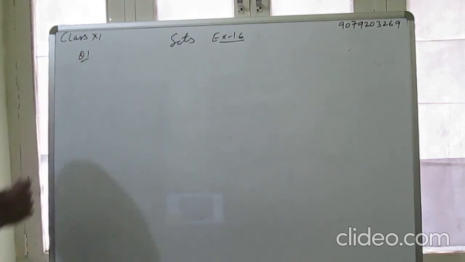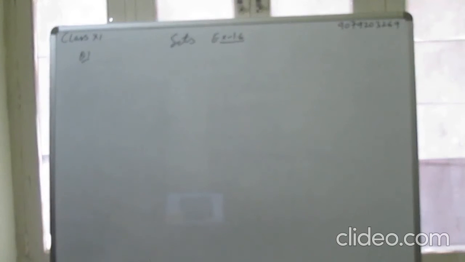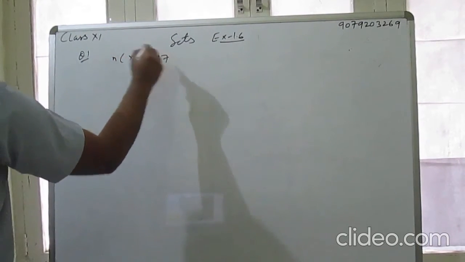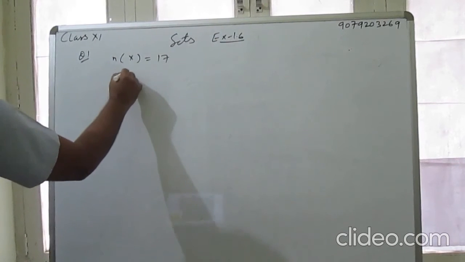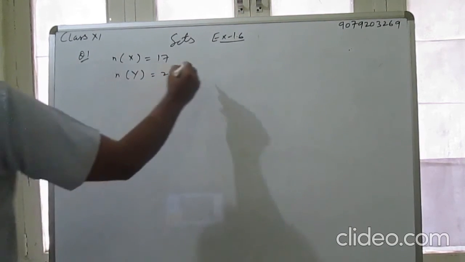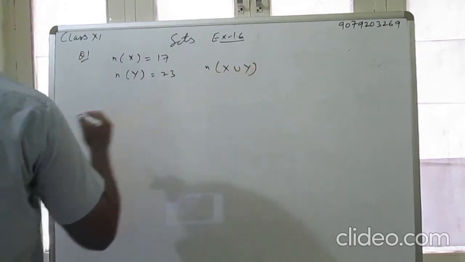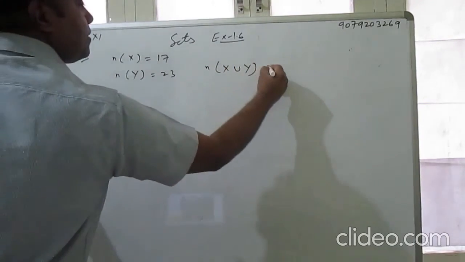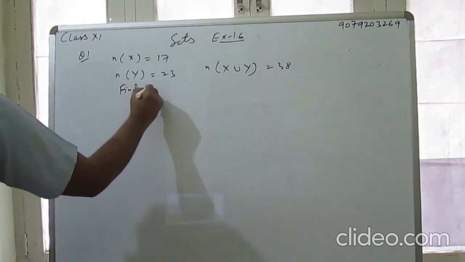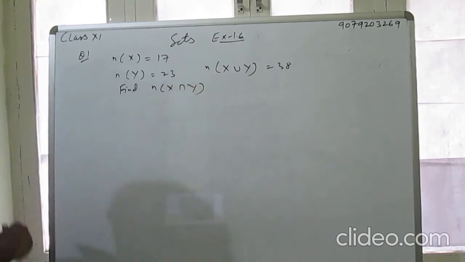Question number 1. If X and Y are two sets such that the number of elements in X is equal to 17, the number of elements in Y is equal to 23, and the number of elements in X union Y is equal to 38, find the number of elements in X intersection Y.